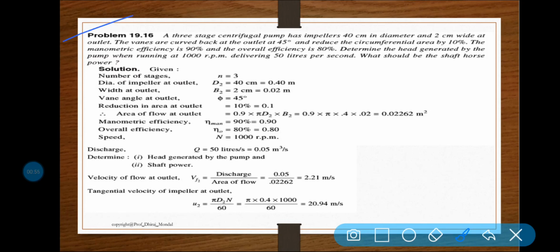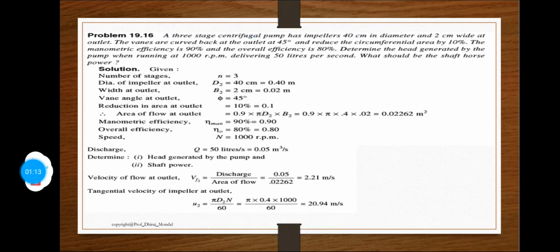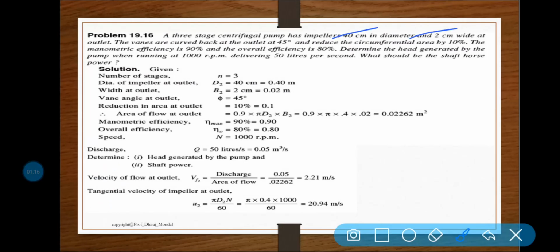So problem number 16. A three-stage centrifugal pump, three stage means i is equal to 3, has an impeller diameter of 40 centimeter and 2 centimeter wide. That means the width b2 is given at outlet. So D2 and b2 are given. The vanes are curved back at the outlet at 45 degrees, so phi is given.